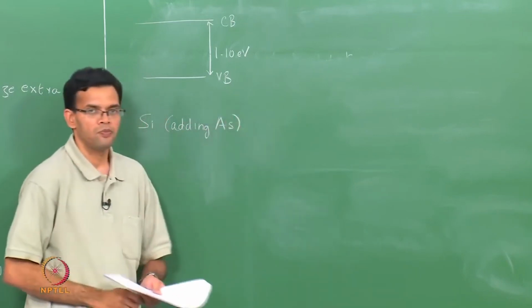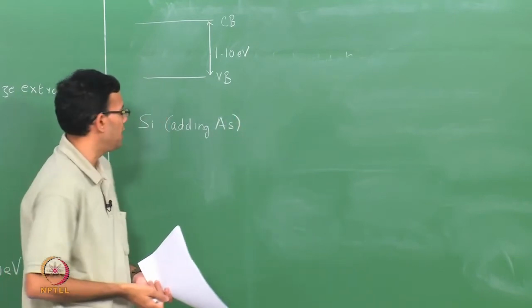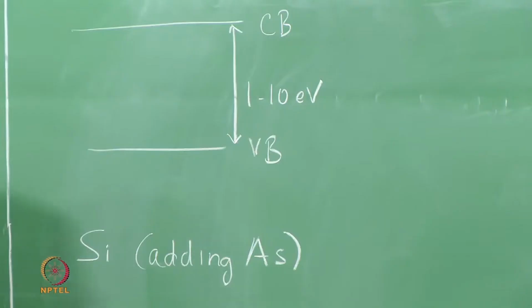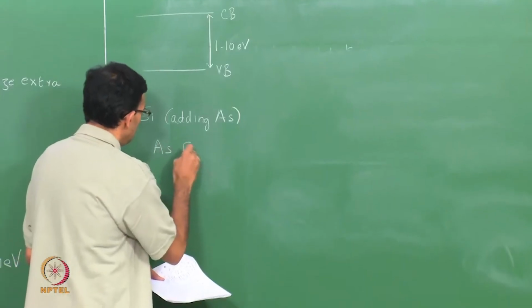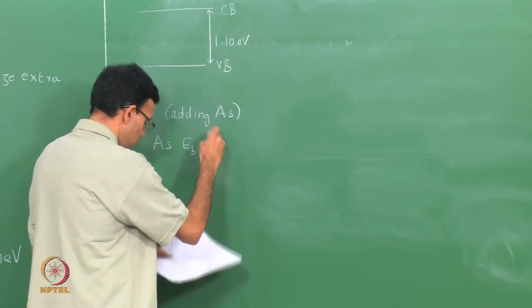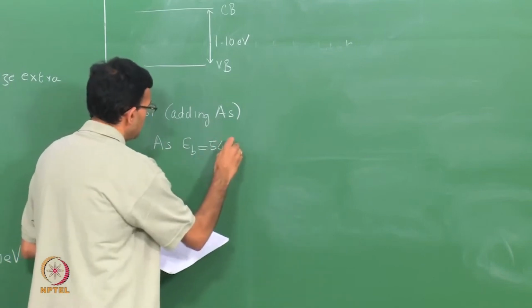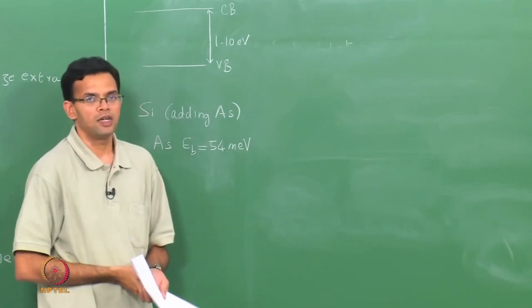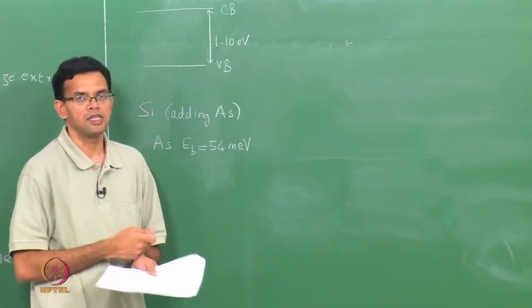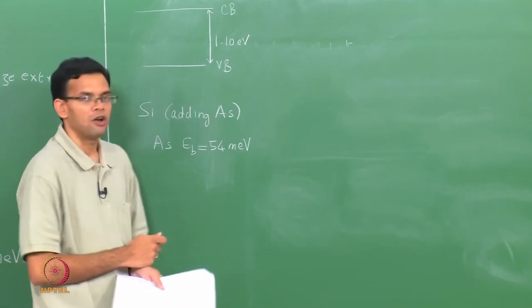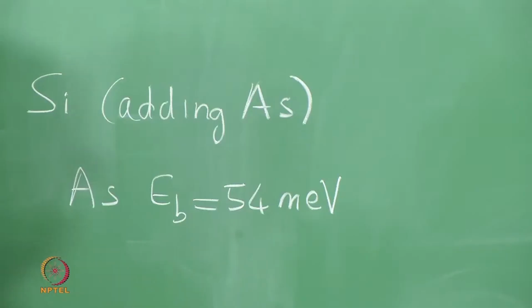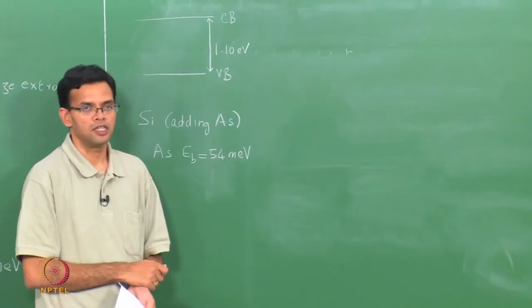We already saw that arsenic has one extra electron, and this one extra electron can easily ionize to the conduction band, and the ionization energy for arsenic is around 54 milli electron volts. We add a small amount of arsenic, so that these are localized states, they do not come into contact with each other and form a band, and these states are located very close to the conduction band.